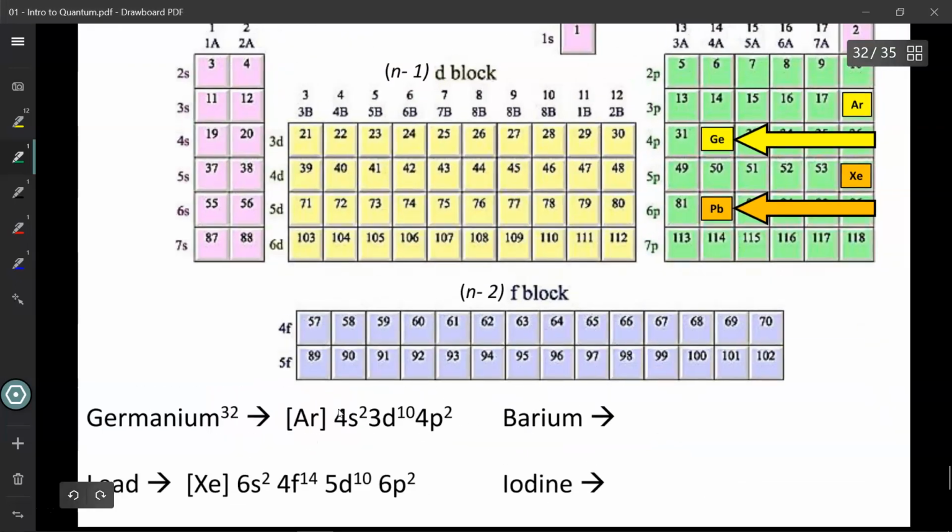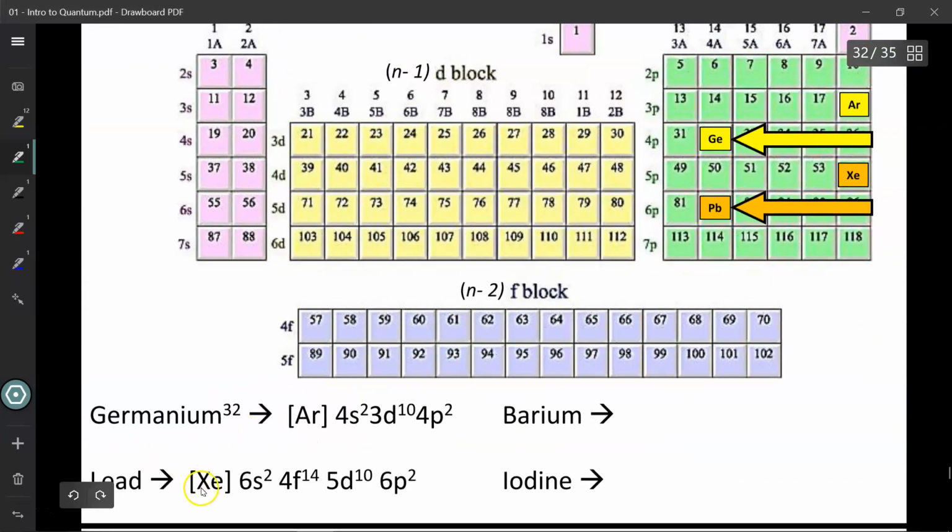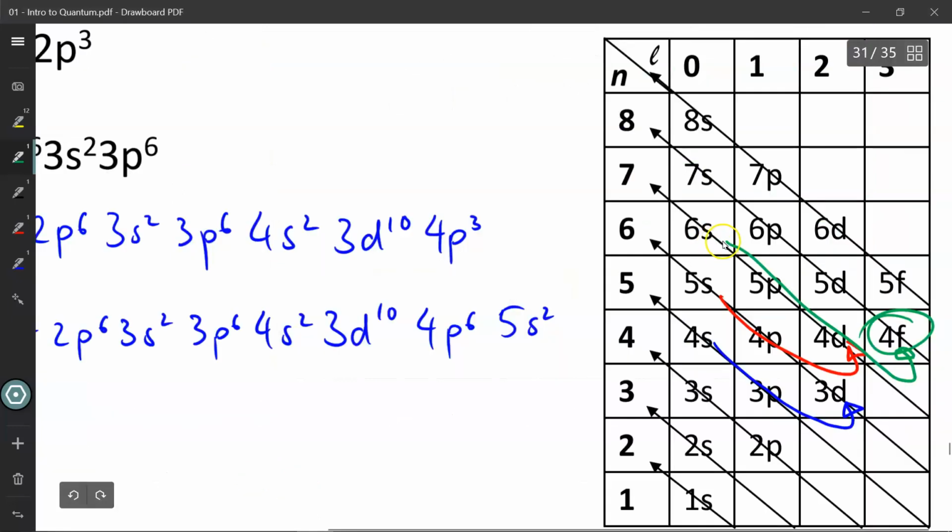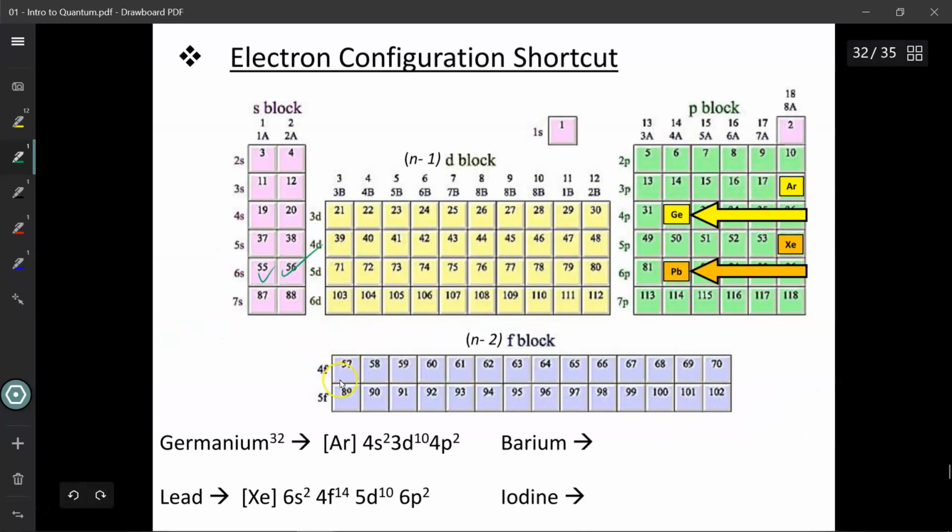Alright, so let's try out lead and see what lead looks like over here. Lead is number 82, so the noble gas before lead would have been xenon, so that's why we put square brackets xenon. After xenon, we can now start fresh on the 6s, 6s1, 6s2. After the 6s is the 4fs. 4f1 all the way to 14 because it can hold a maximum of 14 electrons here, so that's the end of that one. So 4f14.